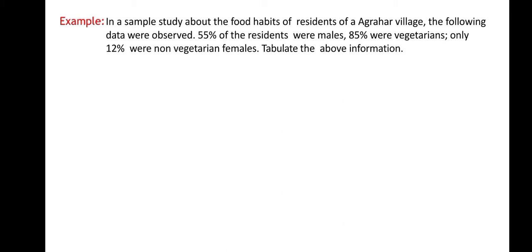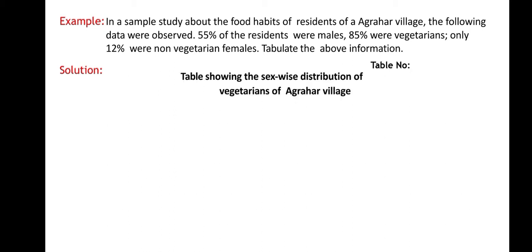55% of the residents were males, 85% were vegetarians, only 12% were non-vegetarian females. Tabulate the above information. So first we have to write down the table number. Next we have to write the title. Next we have to write down the head note. So here, since the figures are given in percentages, we can mention it in the head note. That is figures in percentage.